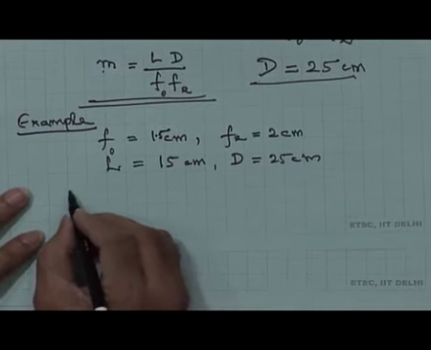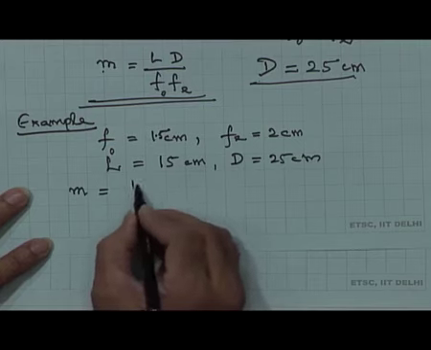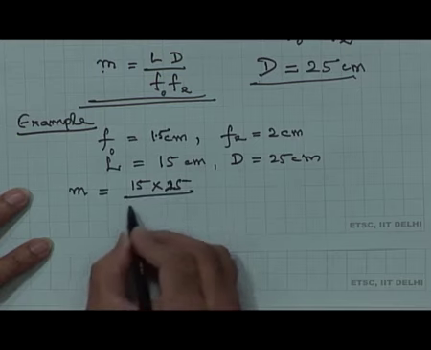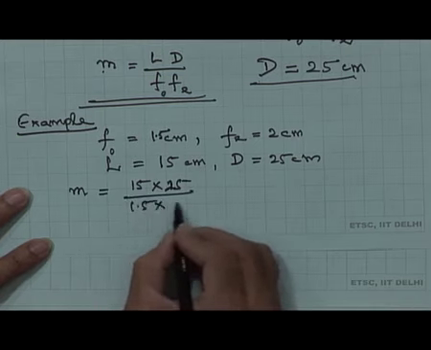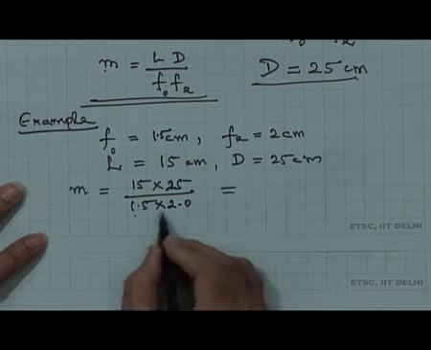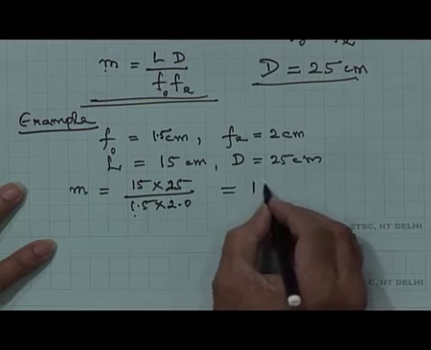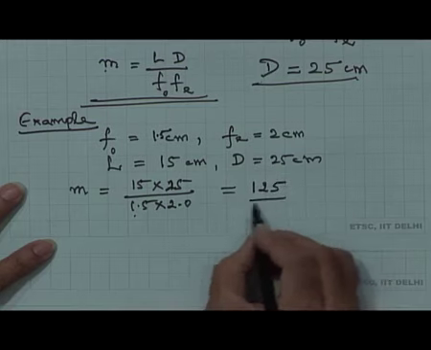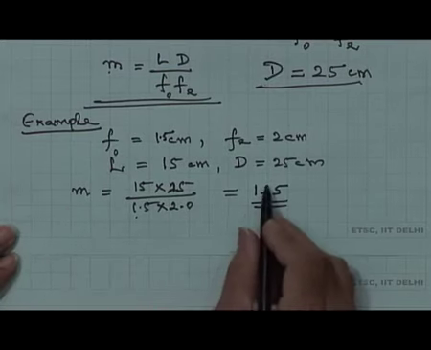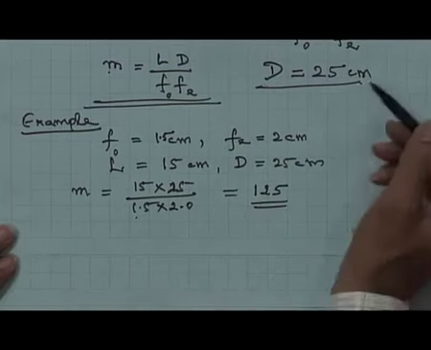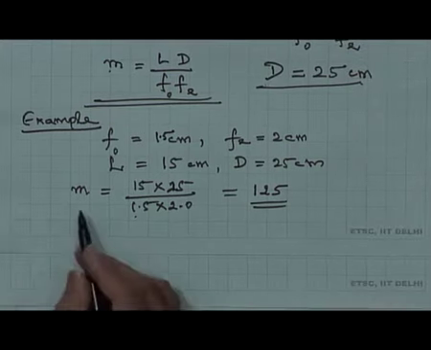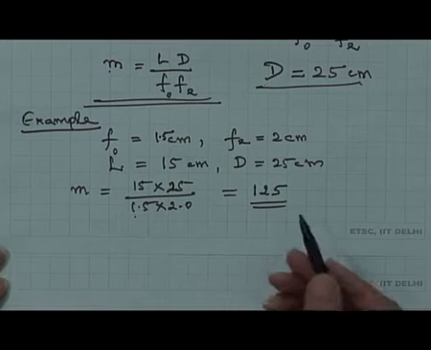We can see that the magnification m is equal to L into d, that is 25 divided by 1.5 into 2, all in centimeters, and 1.5 into 2 is 3, which goes 5 times. So, this is 125. All centimeters cancel, this is dimensionless, and the magnification is 125. Whereas, earlier we got a magnification of about 5 to 10 with a single magnifying glass. Now, we have a magnification which is 125.